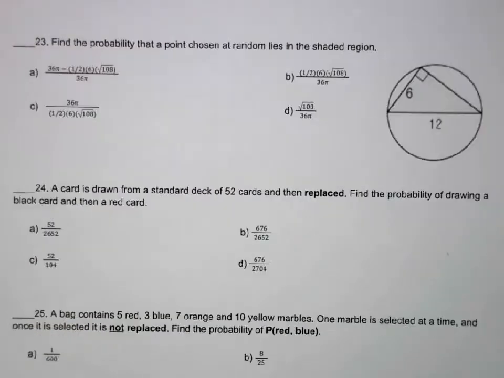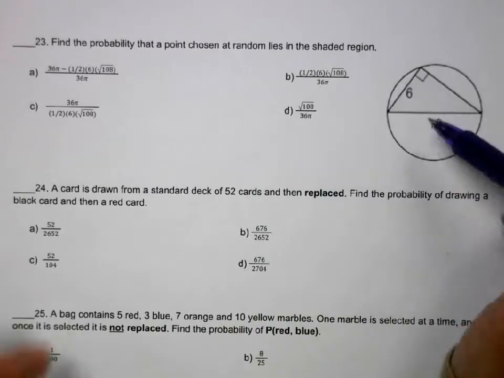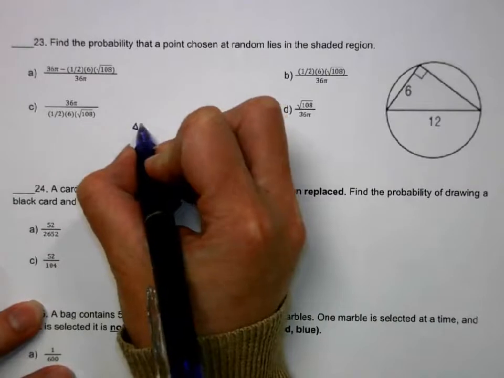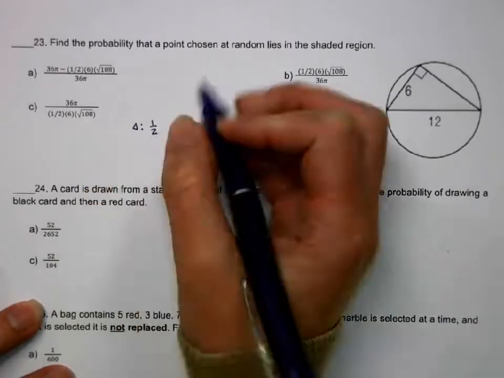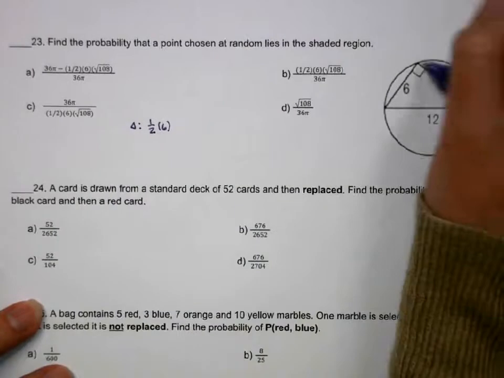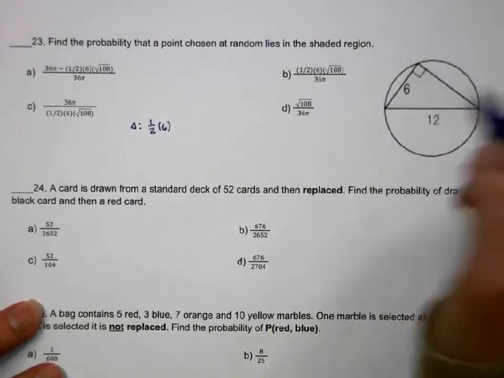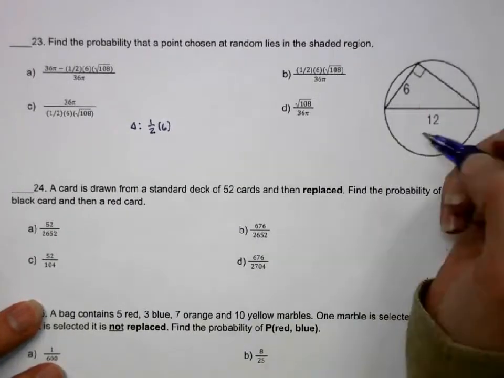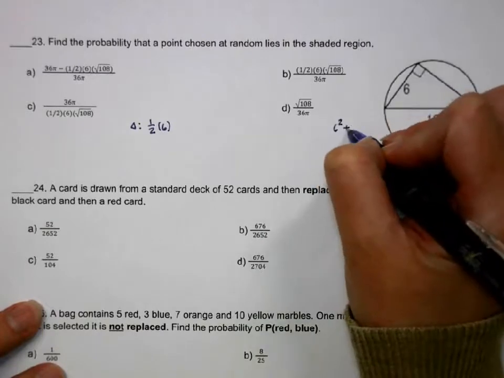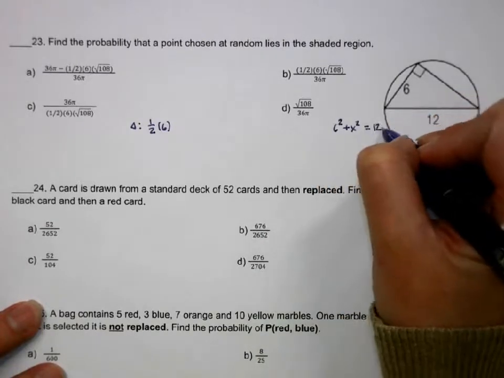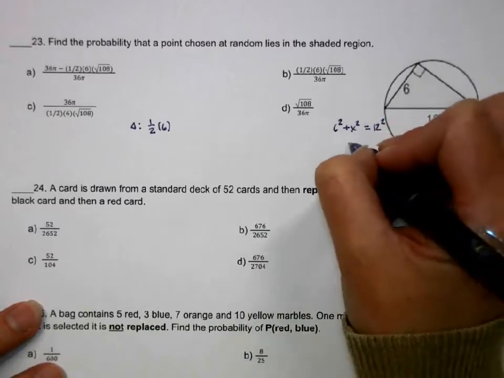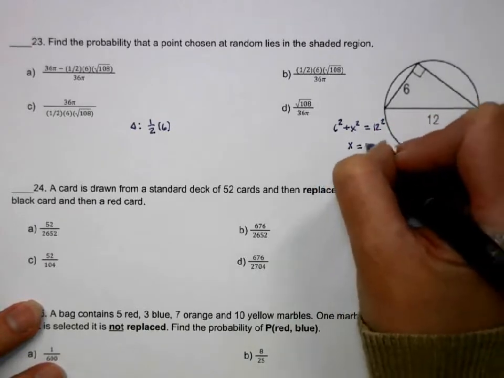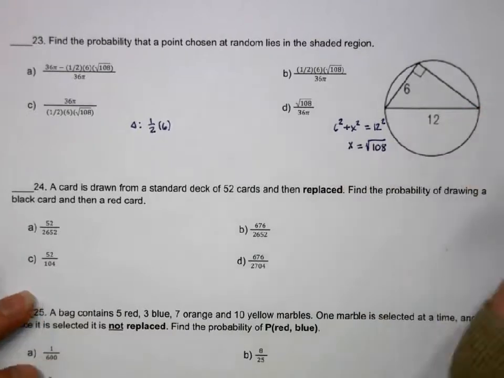Right, for geometric probability, we're going to need to find areas. So we're going to find the area of the triangle, which is our shaded area, and then the area of the circle. So for the triangle, that's going to be 1/2 base times height. So we've got the base. I don't know this side here, but we can do Pythagorean theorem. So 6 squared plus x squared equals 12 squared. When you solve this, you're going to end up getting the square root of 108. And if you look at the options, we're just going to leave it like that.